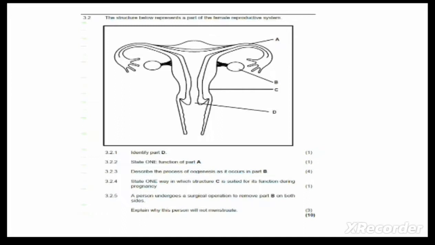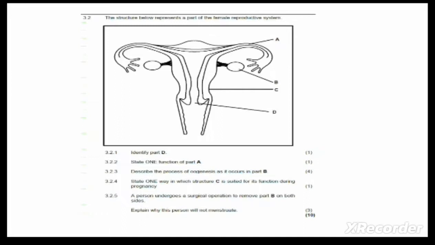Describe the process of oogenesis that happens in part B. Remember, in the lesson we described the process of oogenesis. It is described as follows. The diploid cells in the ovary undergo mitosis to form numerous follicles. Under the influence of FSH, one cell undergoes meiosis to form a haploid ovum.